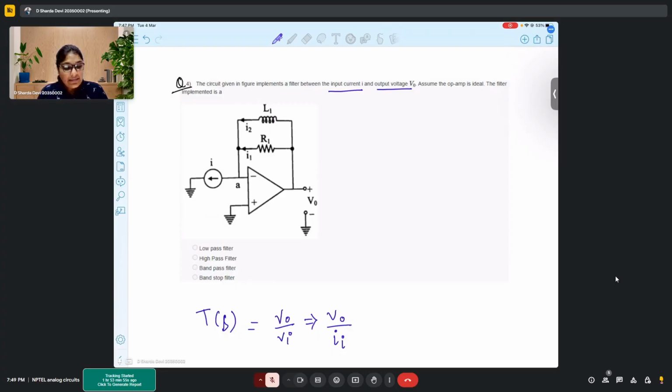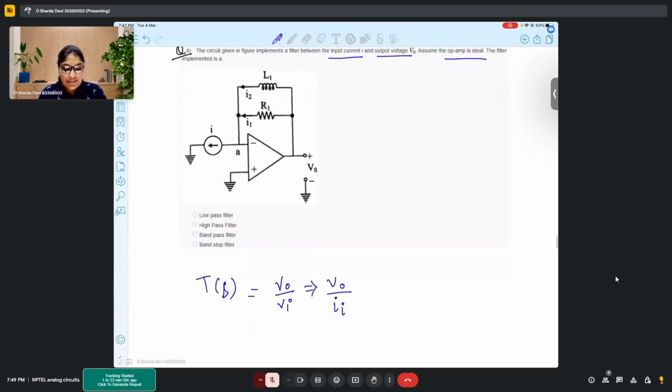Okay. And it is given that op-amp is ideal. So if op-amp is ideal, what is the behavior that we observe? If op-amp is ideal, we discussed this, right? First of all, there are no input currents.